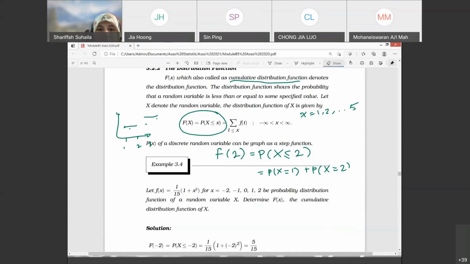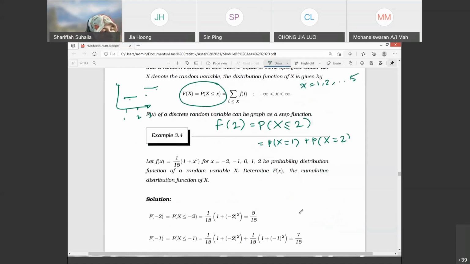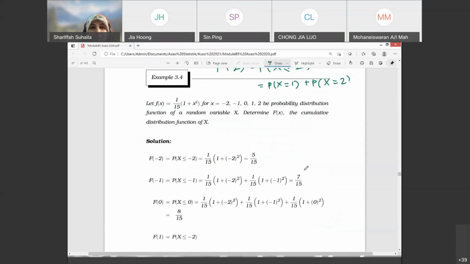Let's say we refer to example 3.4. Example 3.4: let f(x) equal 1 over 15, (1 plus x squared), for x equals minus 2, minus 1, 0, 1, and 2. Again, the values are discrete. So you want to determine capital Fx, which is the cumulative distribution function.